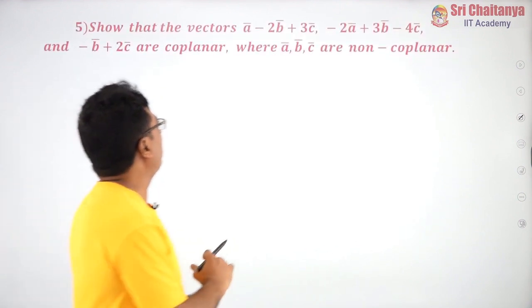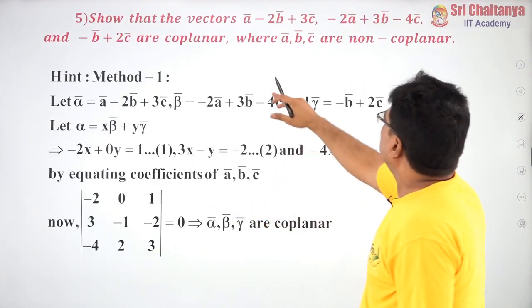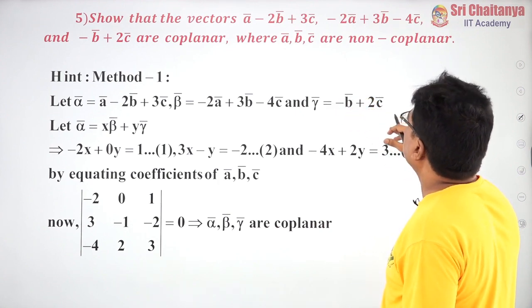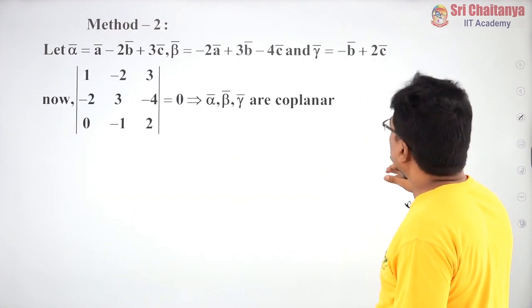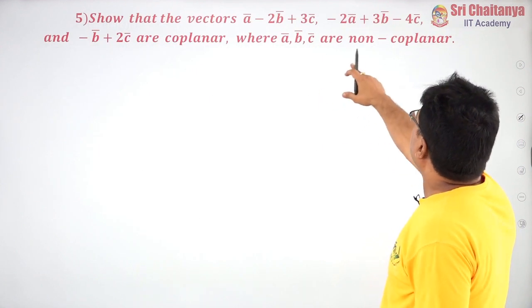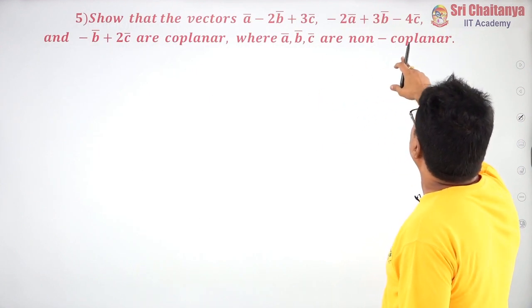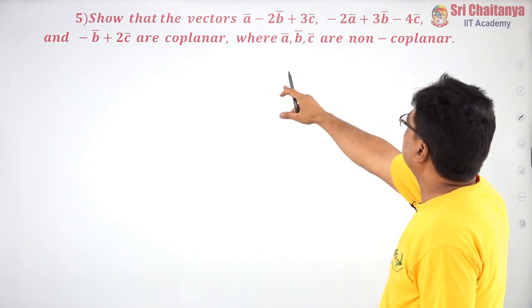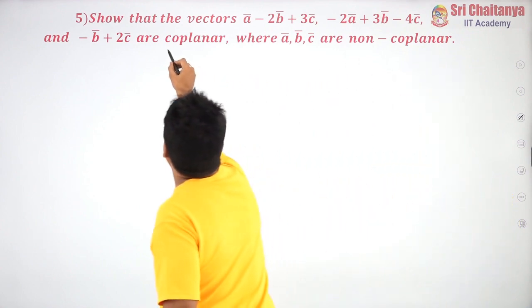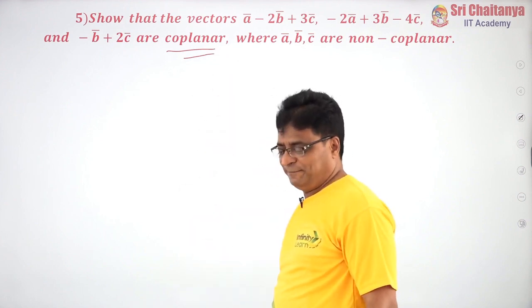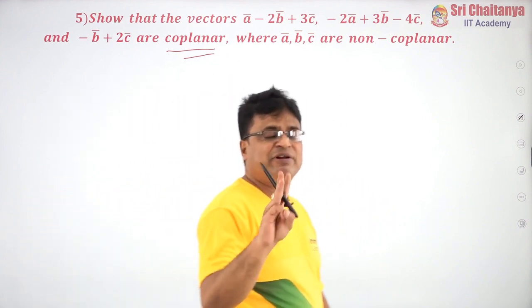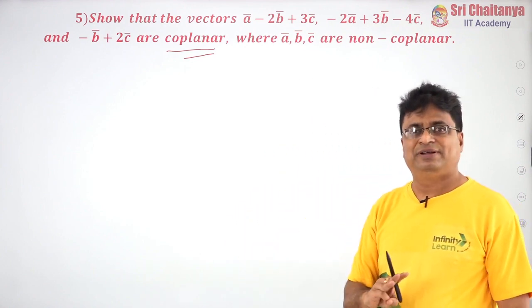Okay, my friends. Now, here also same thing. See, show that the vectors, actually what is given? Show that the vectors A bar minus 2B bar plus 3C bar, minus 2A bar plus 3B bar minus 4C bar, minus B bar are coplanar. See, here 3 vectors are given. They never gave 3 points.